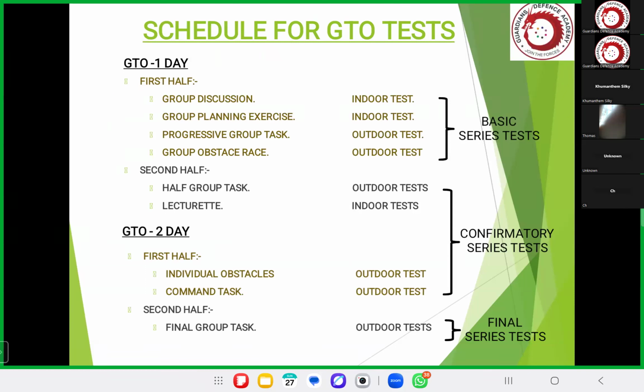So in the first four tests, your basic assessment is done, so it is called the basic series test. Then in the next four tests, we see you in more detail. Whatever negatives we find out about you, we go into more detail so that we can make out if your negative is very bad or can be overcome by some training. So in the half group task, lecturette, individual obstacle, and command task, we see you as individuals or as part of a small group, in much more detail than in the first four tests.